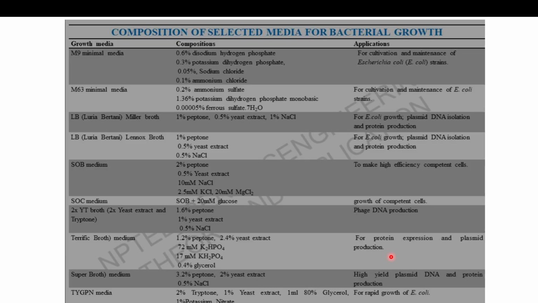Now, these are some examples of bacterial growth medium, which can be either enriched media or nutrient limiting media. M9 minimal media is a limiting growth medium. And LB media, SOB, and terrific broth especially are highly enriched nutrient media for bacterial growth. So these are a few examples, and the compositions and the applications are written over here.